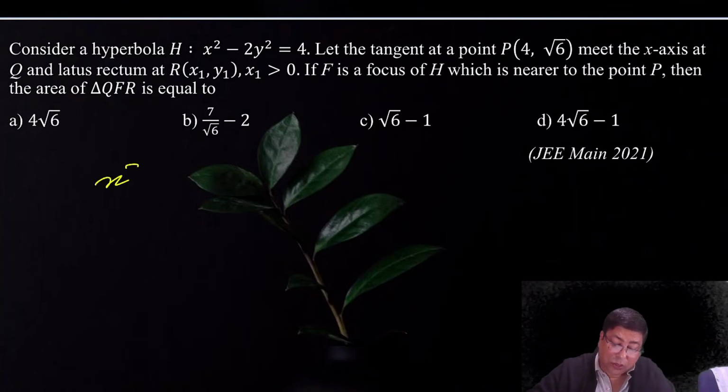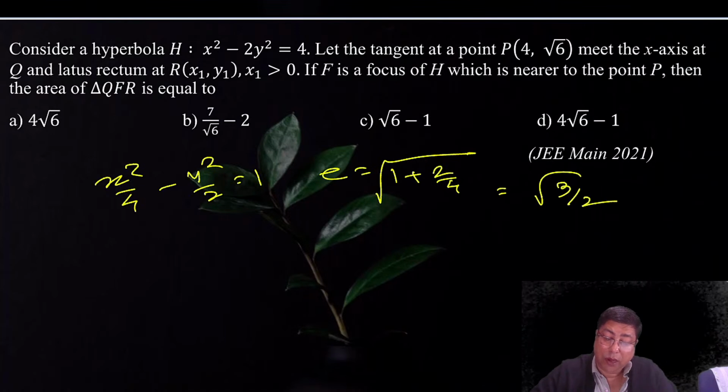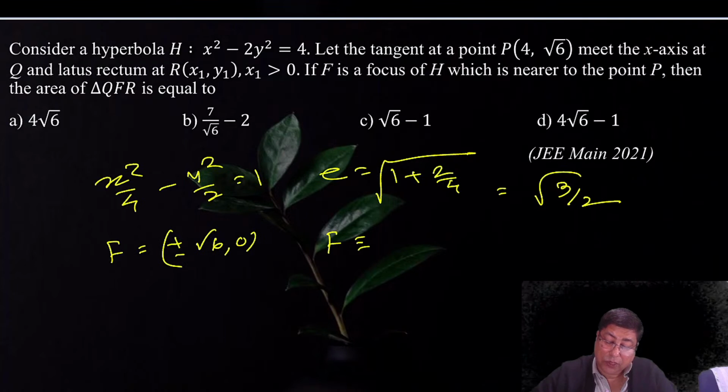So the hyperbola is x square by 4 minus y square by 2 equal to 1. Therefore, e equal to root over 1 plus b square by a square, which is root over 1 plus 2 by 4, that is root over 3 by 2. This is the eccentricity. Foci is plus minus ae, 0. So 2 into root over 3 by 2 means foci are plus minus root 6, 0, and the positive focus is the point (root 6, 0).